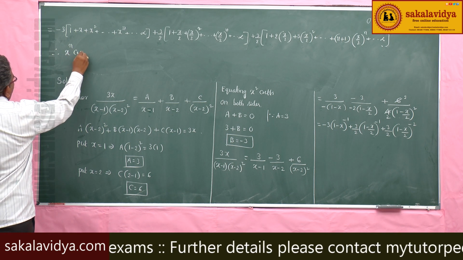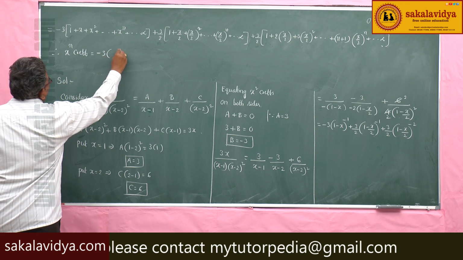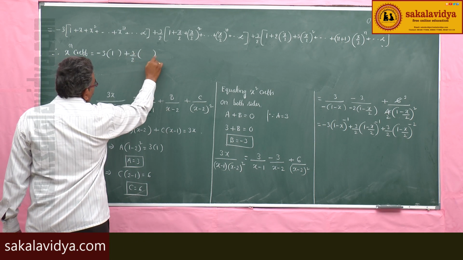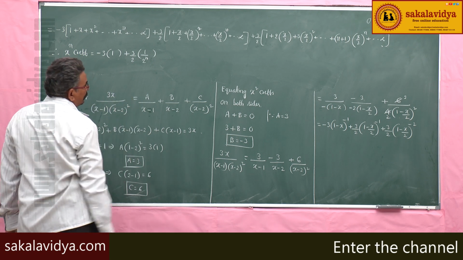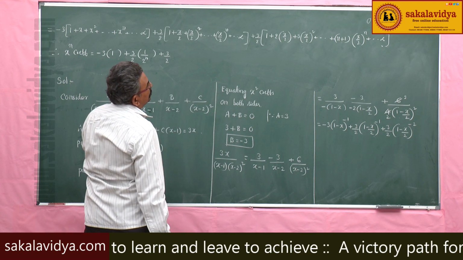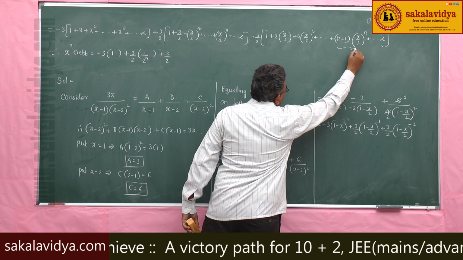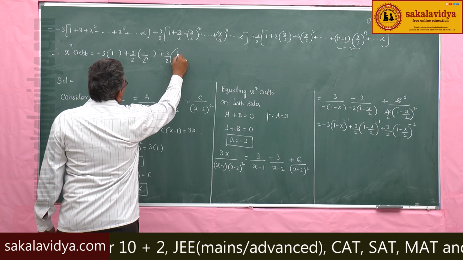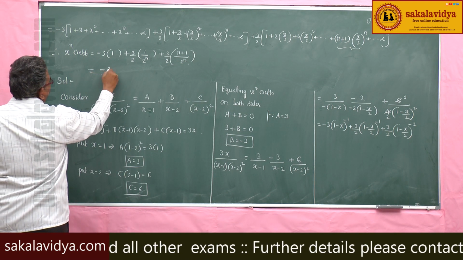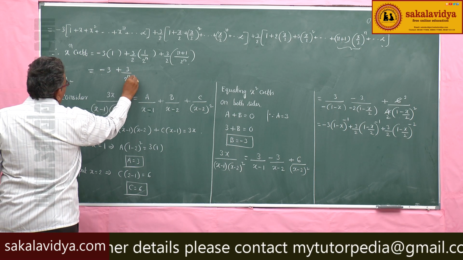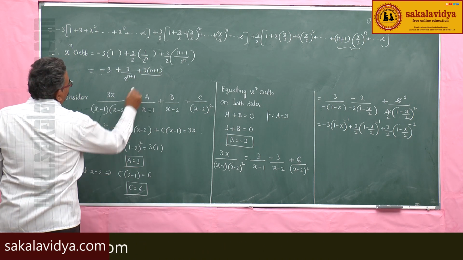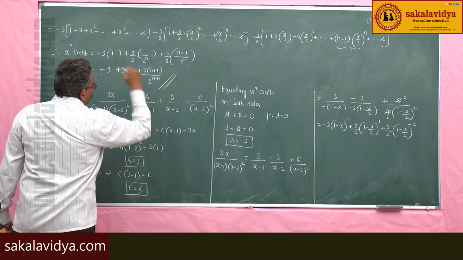Therefore, x to the power of n coefficient is equal to minus 3 times x to the power of n coefficient 1, plus 3 by 2 into x to the power of n coefficient, which is 1 by 2 power n, and plus 3 by 2 into x to the power of n coefficient of that one here, which is (n plus 1) by 2 power n. So, this is equal to minus 3 plus 3 by 2 power n plus 1, plus 3 times (n plus 1) by 2 power n plus 1. So, hence it has been solved.